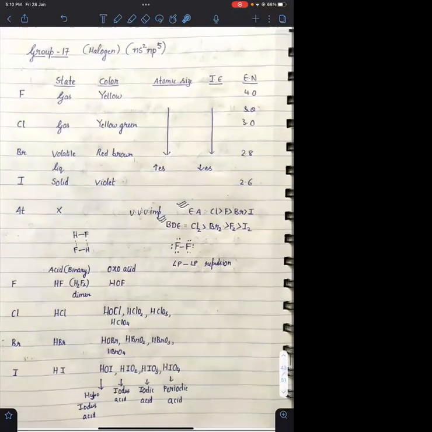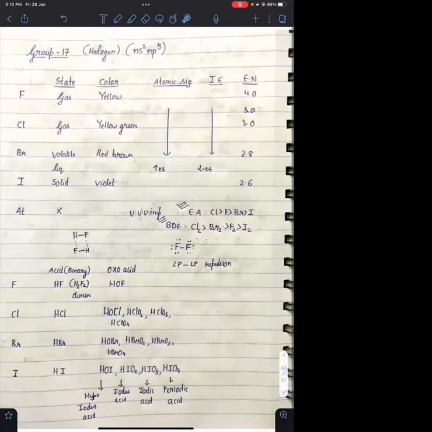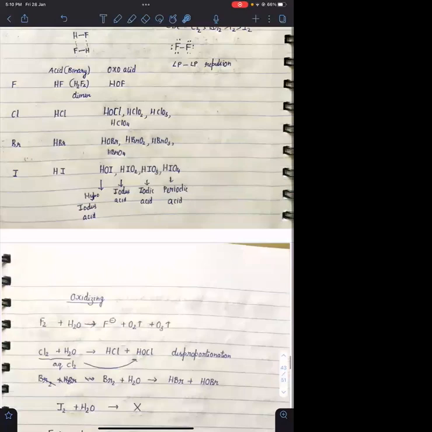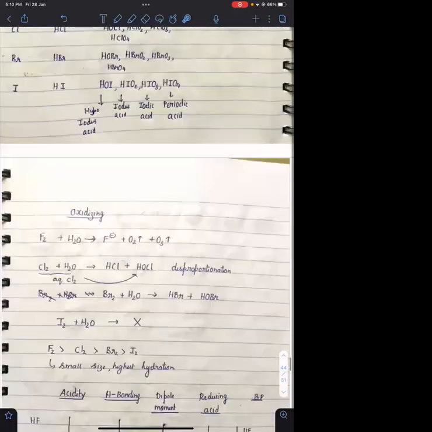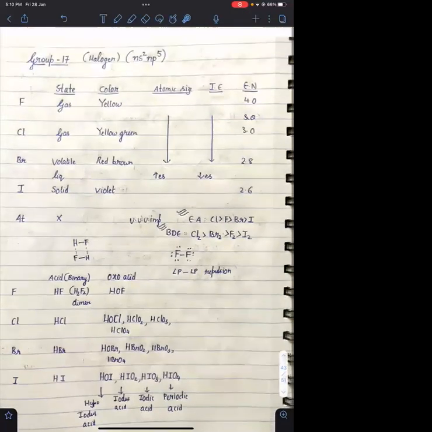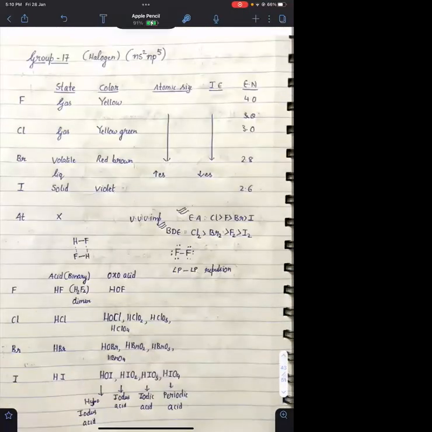Okay. We are left with the last parts, group 17 and group 18. Group 17 and group 18. Let's start group 17. If you want, you can take 2 minutes break. 2 minutes break लेना, we can start with group 17. Okay.